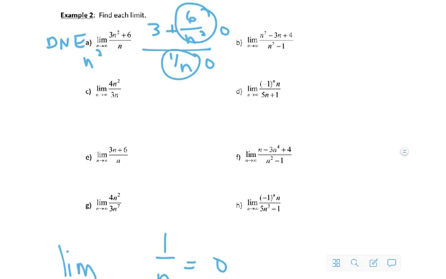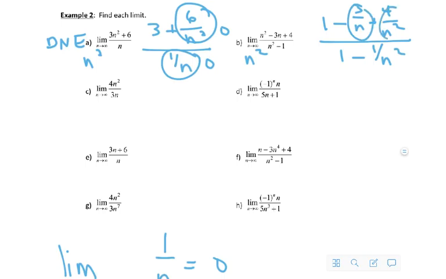In B, the biggest exponent is n squared. So if I divide everything by n squared, I get n squared over n squared, which is 1. 3n over n squared is 3 over n. And then 4 over n squared. And then in the denominator, n squared over n squared is 1 minus 1 over n squared. All of these go to 0. And I'm left with 1 over 1, which is 1.